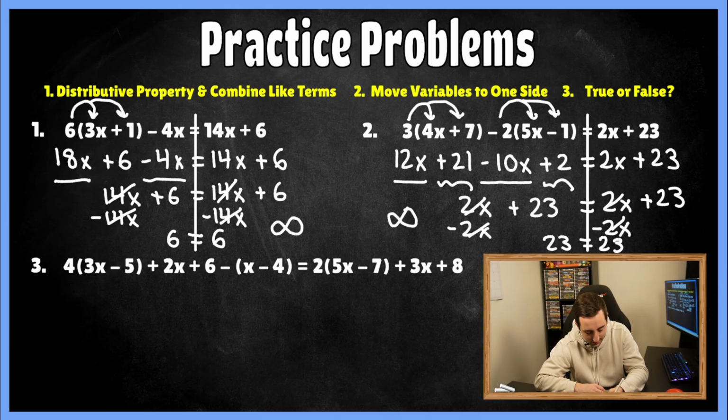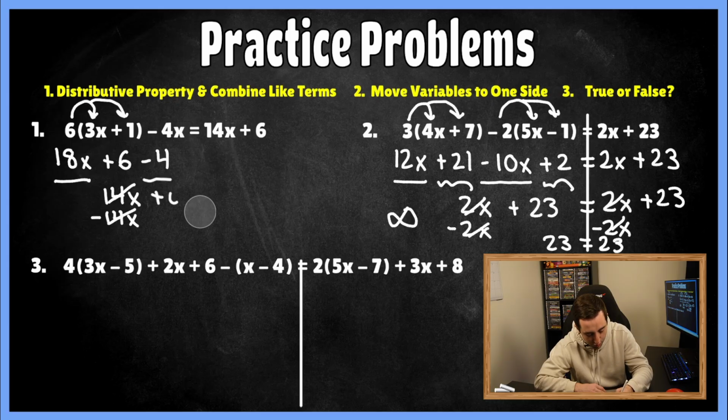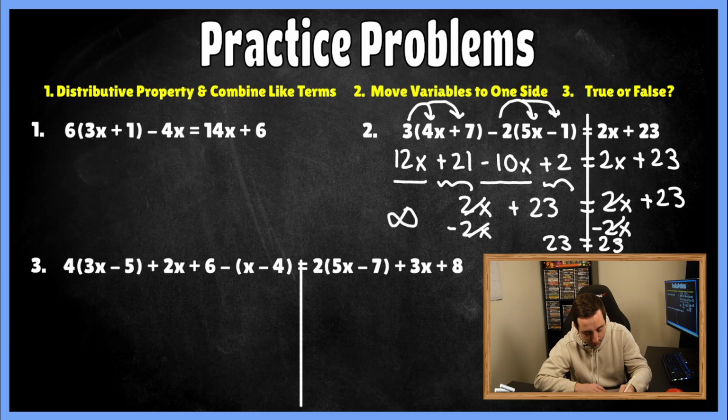Let's go ahead and draw our lines separating the left and the right side here. And we have 1, 2, 3 distributive properties for this one. I am going to get rid of the work in number 1. That way we can actually see our distributive property lines here, our arrows, and that is infinitely many solutions. And now let's go ahead and distribute.